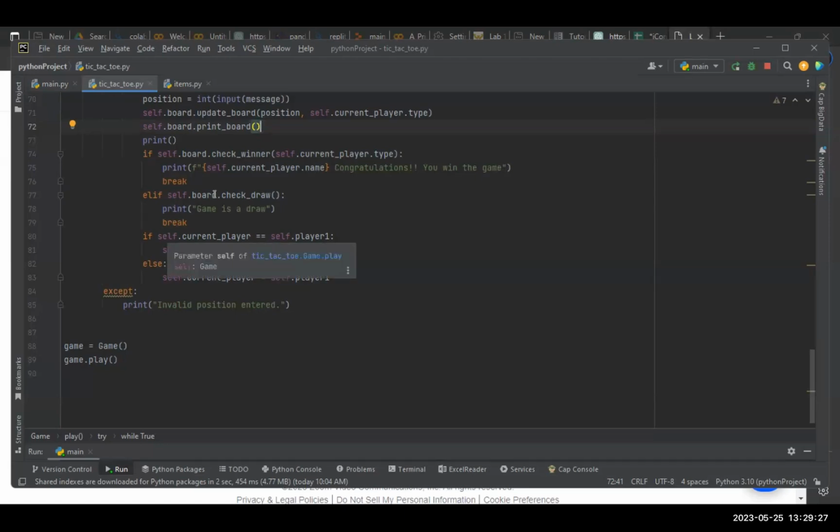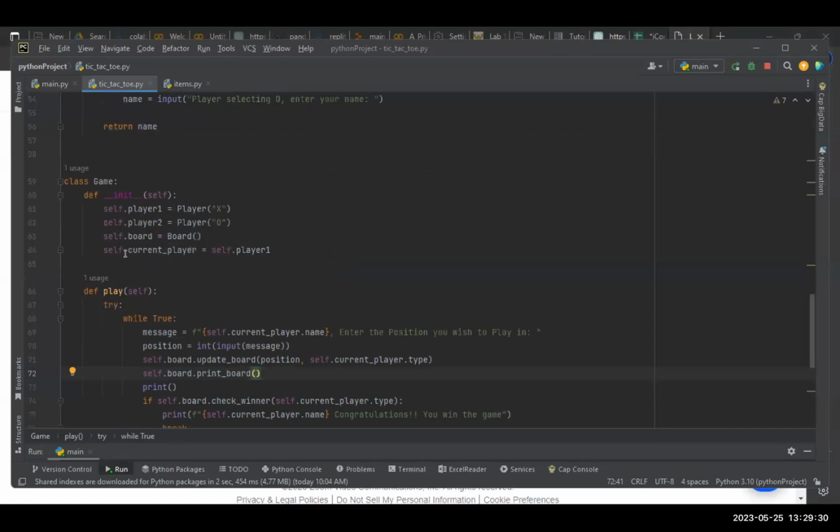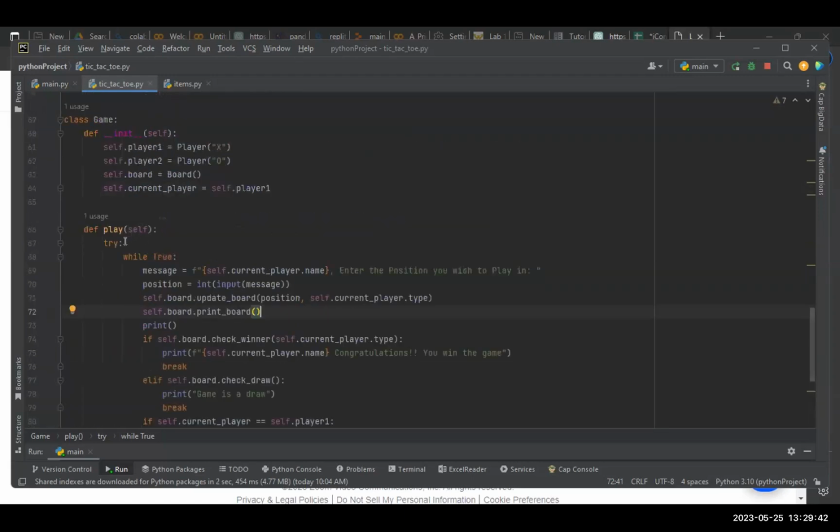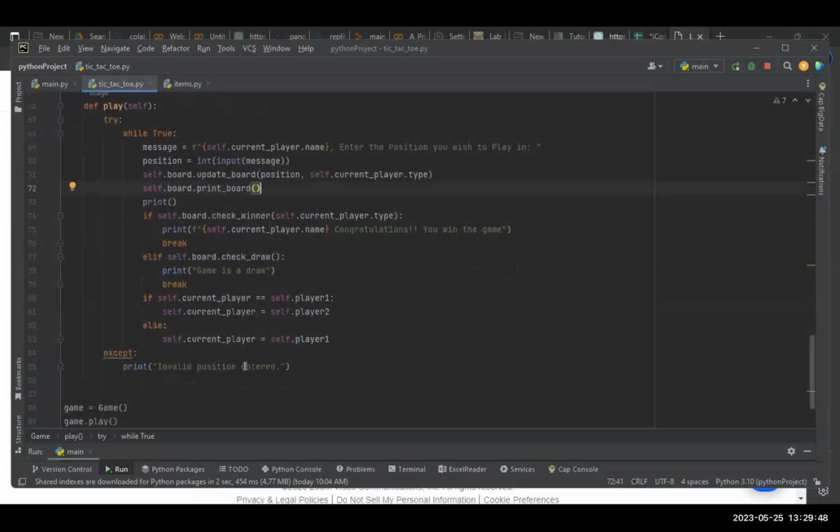So there is a variable called self.current_player. This switches on every turn. So first it's player one, and then it switches to player two because of this condition. And then I also used exceptions to make sure that if a player enters an invalid position, it doesn't bring an error, so it just prints invalid position entered.